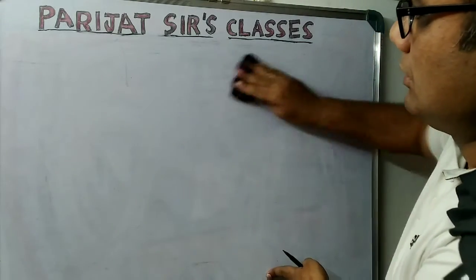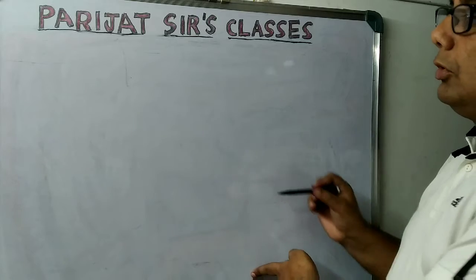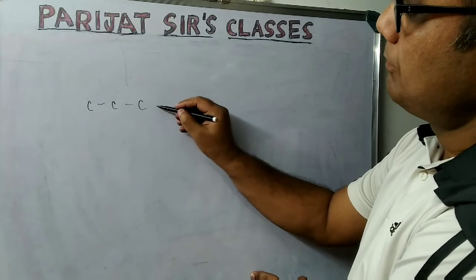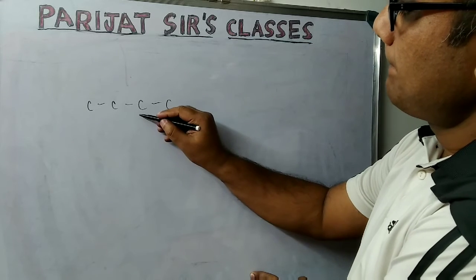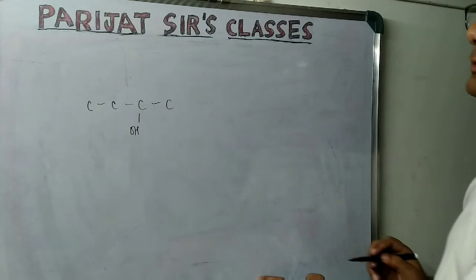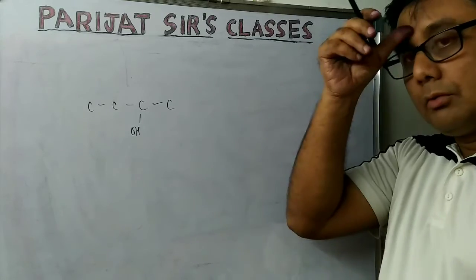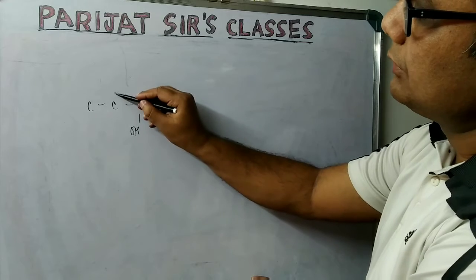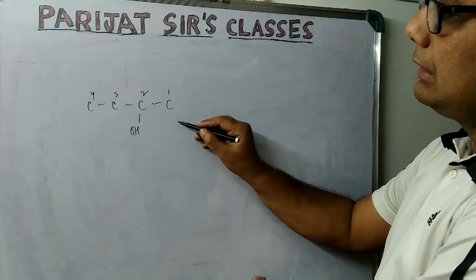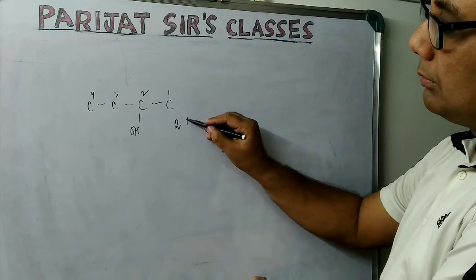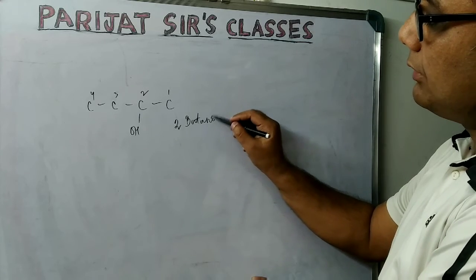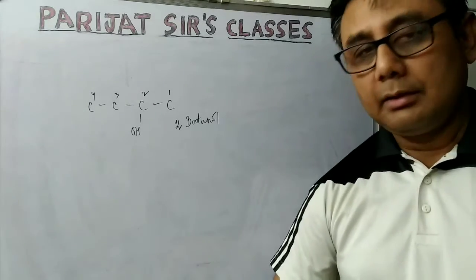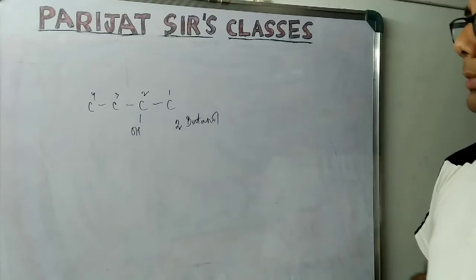A few more we'll do. And here is suppose an alcohol attached. So what is the name? It's a very simple thing. The functional group will be given the lowest position, 1, 2, 3, 4. So the name will be 2-butanol. This will be the name of this compound.